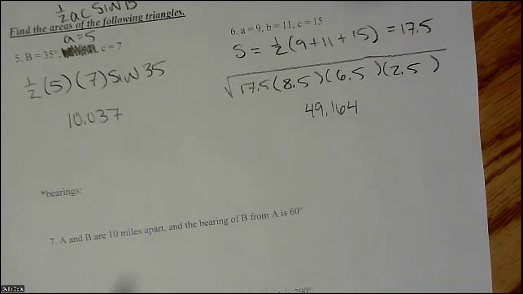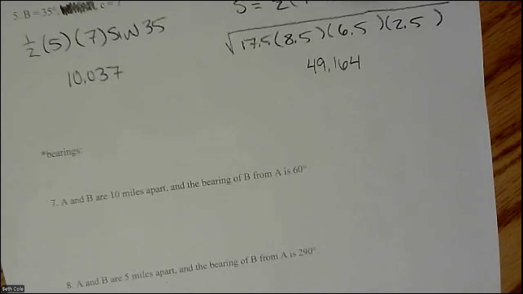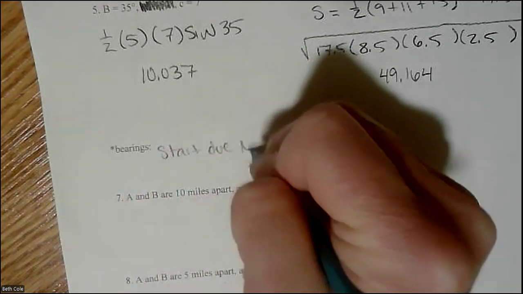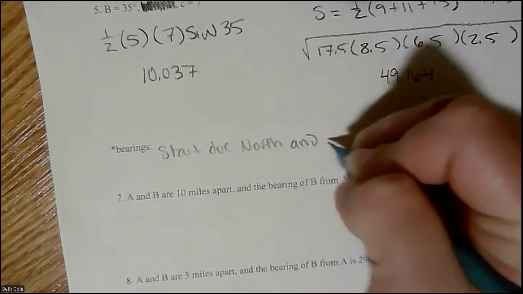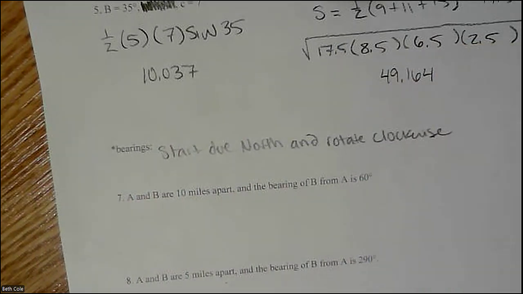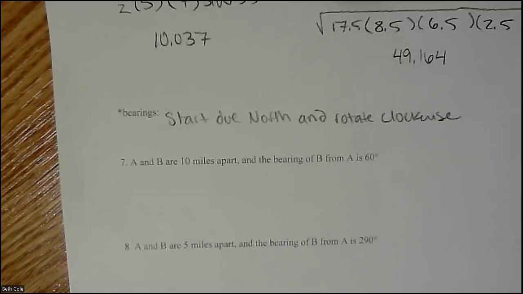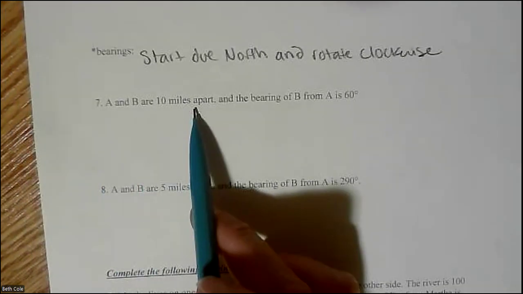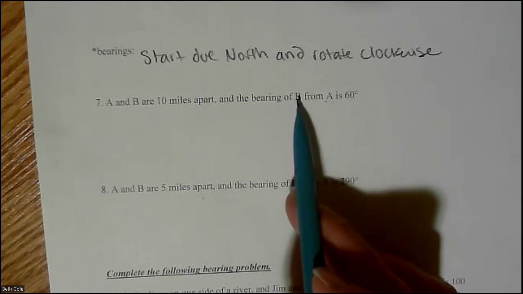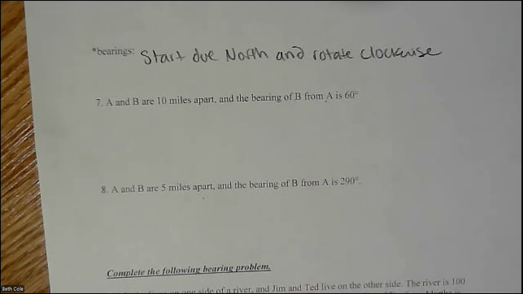And then the last thing that we're going to look at are bearings. This is how to do word problems that involve bearings. So you start due north and rotate clockwise. If you're ever on a ship in the ocean, I guess this will help you. So you start due north and rotate clockwise. The way it's written is like this. A and B are 10 miles apart. The bearing of B from A. So you start at A and you're going to B. The bearing of B from A. So this is like how to get from A to B.